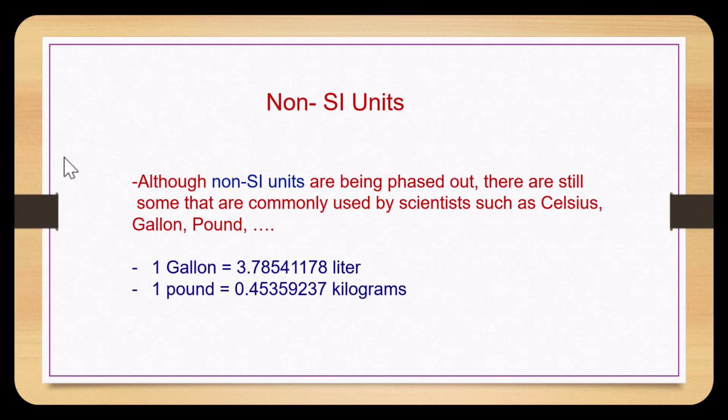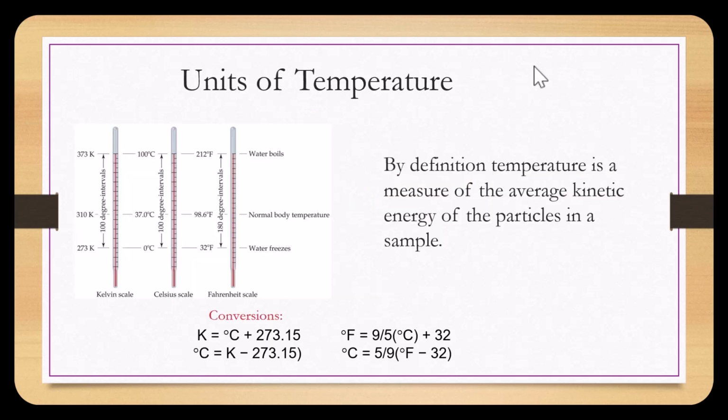Although non-SI units are being phased out, there are still some commonly used by scientists, such as Celsius, a gallon, and a pound. By definition, temperature is a measure of the average kinetic energy of the particles in the sample. This is similar to rubbing the palm of your hand on a carpet and moving it back and forth very fast. The palm of your hand will get warmer.